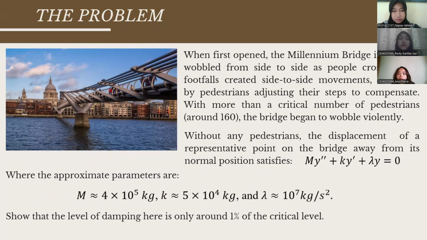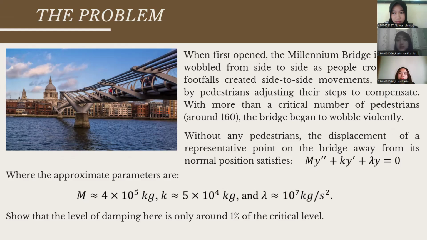And here we have the problem related to the bridge. When it first opened, the Millennium Bridge in London wobbled from side to side as people crossed. The footfalls created side-to-side movements, enhanced by pedestrians adjusting their steps to compensate. With more than a critical number of pedestrians, around 160, the bridge began to wobble violently.